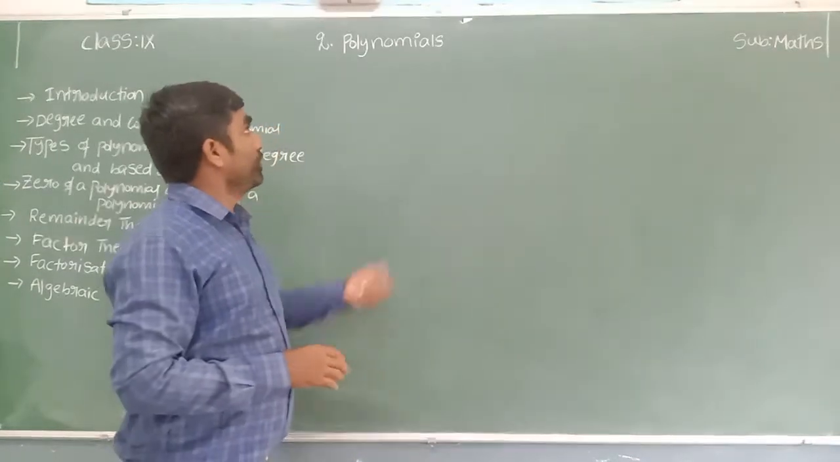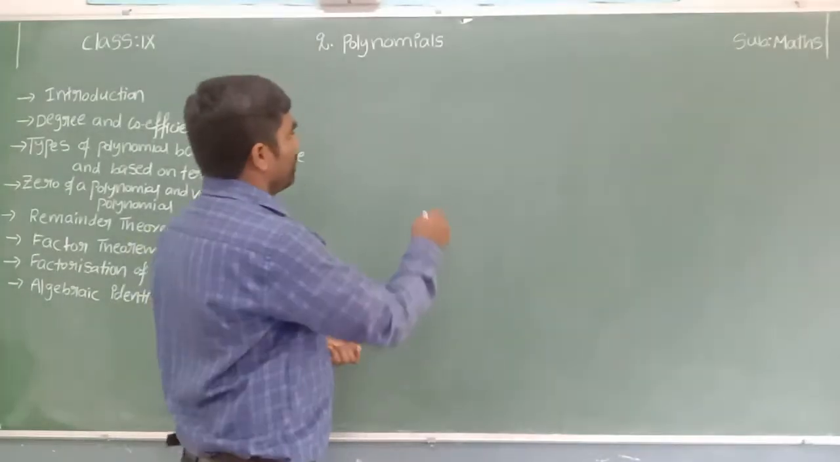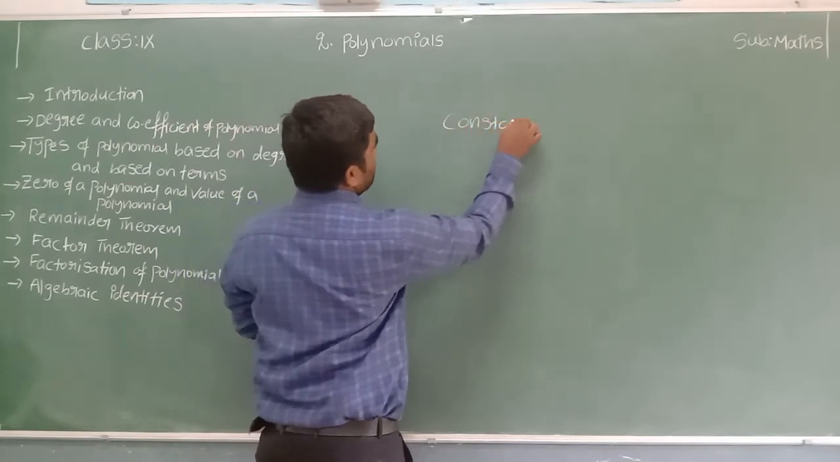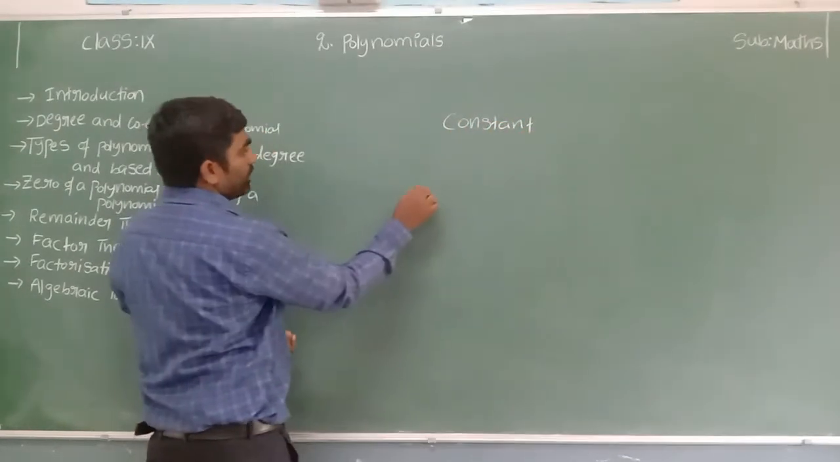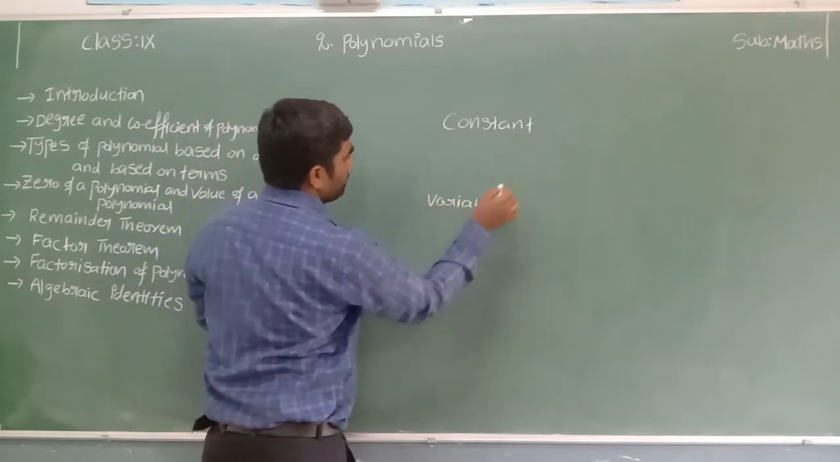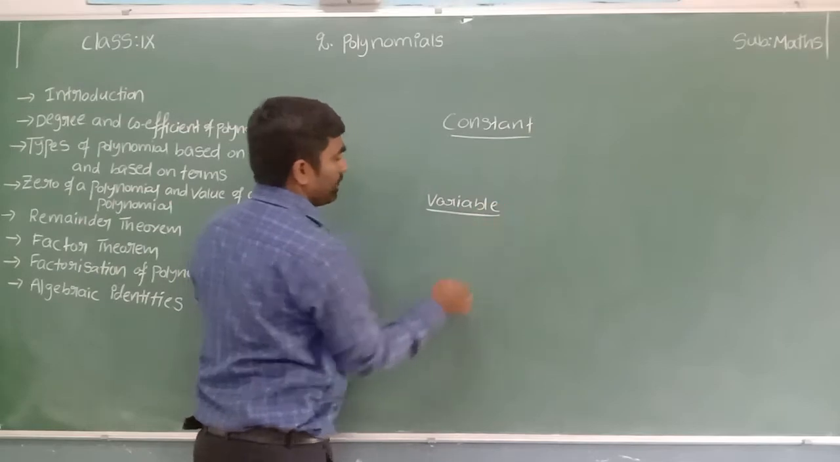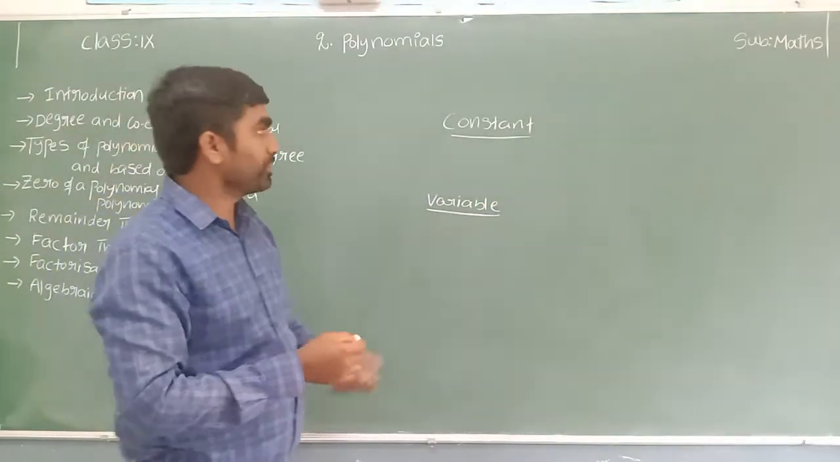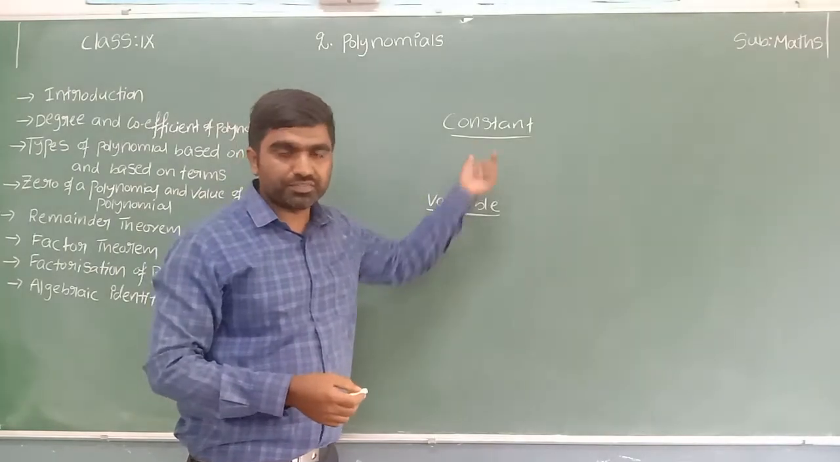Alright, so before going to this, we learned this in previous class, I think. What is meant by constant and what is meant by variable? This we learned in previous classes, 6th, 7th, 8th class. So let me recall once. What is meant by constant?